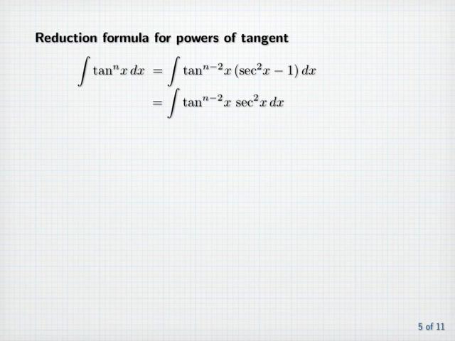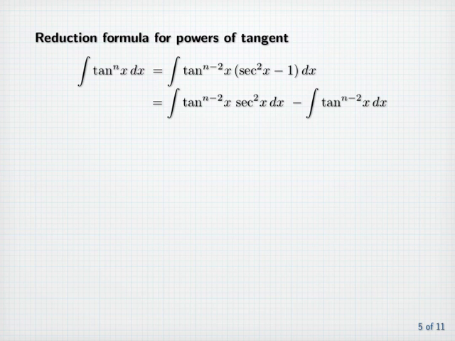First, the integral of the n minus 2 power of tangent x times secant squared x dx, and then minus the integral of the n minus 2 power of tangent x dx. Now the first integral is easy to compute. We substitute u equals tangent x and du equals secant squared x dx, and so we integrate u to the n minus 2 power du, which gives us u to the n minus 1 divided by n minus 1. So that term becomes 1 over n minus 1 times the n minus first power of tangent x.